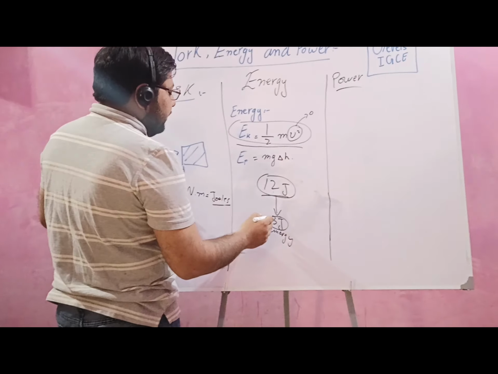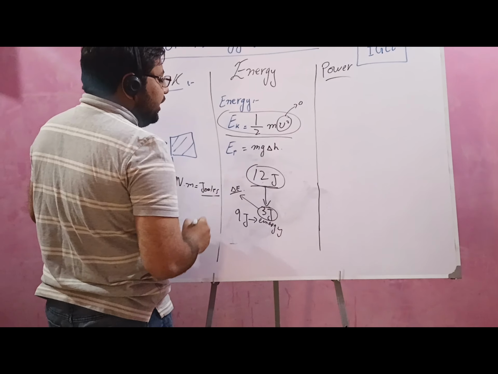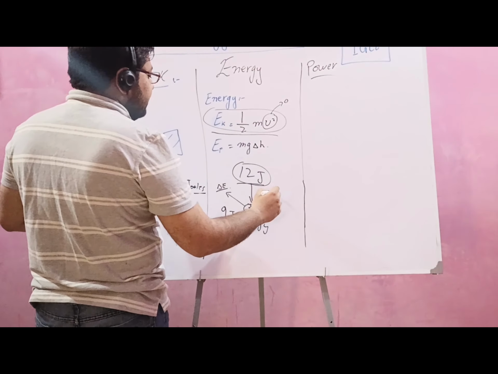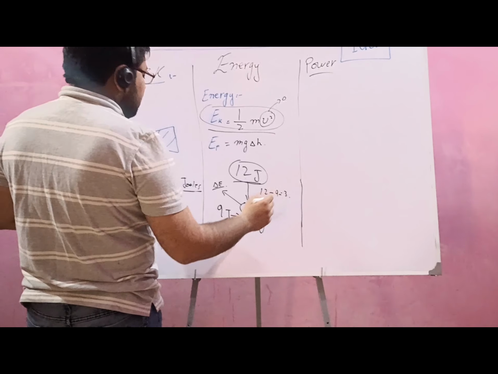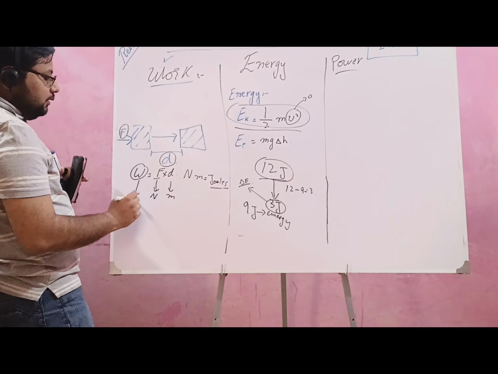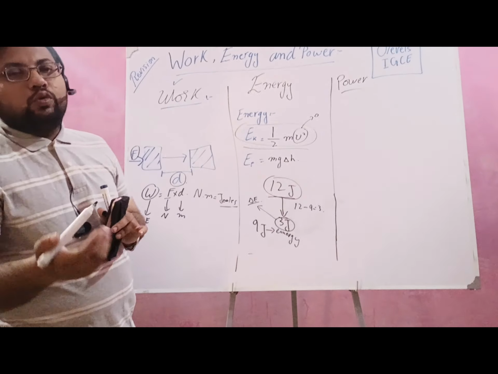We can also refer to work as delta E, the change in energy, because 12 minus 9 is 3. So work can also be referred to as delta E, the energy that is utilized to do some work.